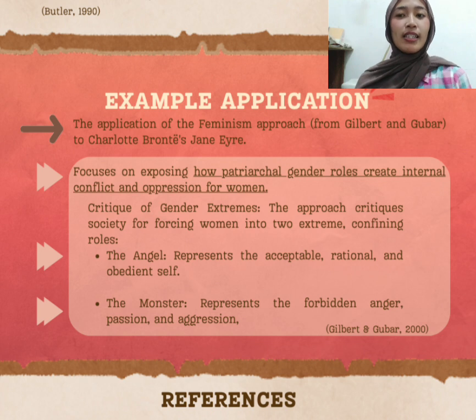The first one is the angel, representing the acceptable, rational, and obedient self. And the second one is the monster. It represents the forbidden anger, passion, and aggression.